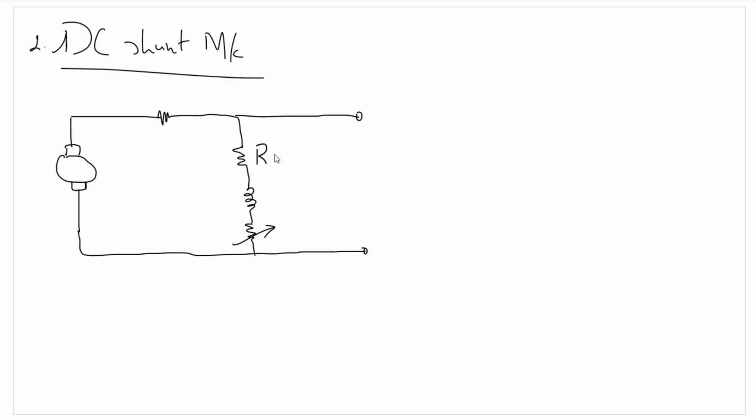So this will be the resistance of the field winding, this will be the inductance of the field winding, and this is the external resistance in series with the field windings. So we have the armature resistance. There we can also have the armature inductance.